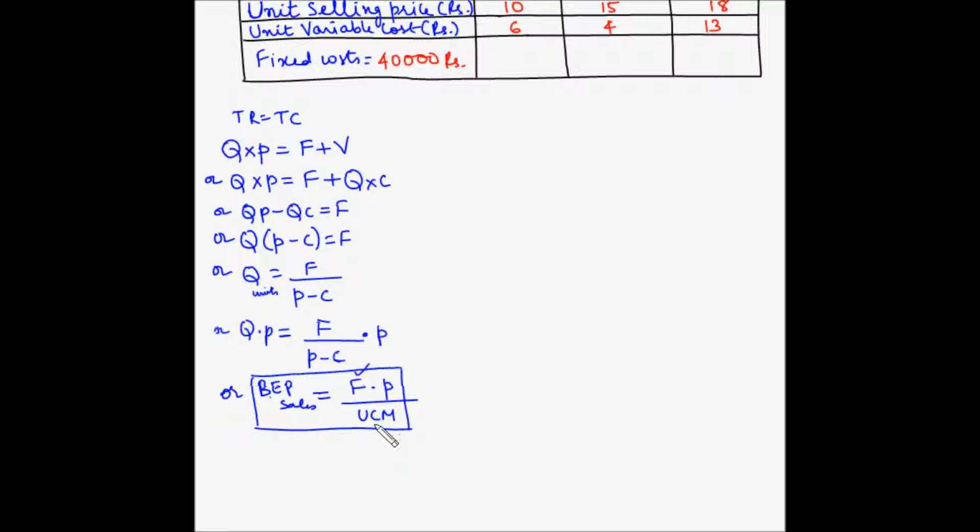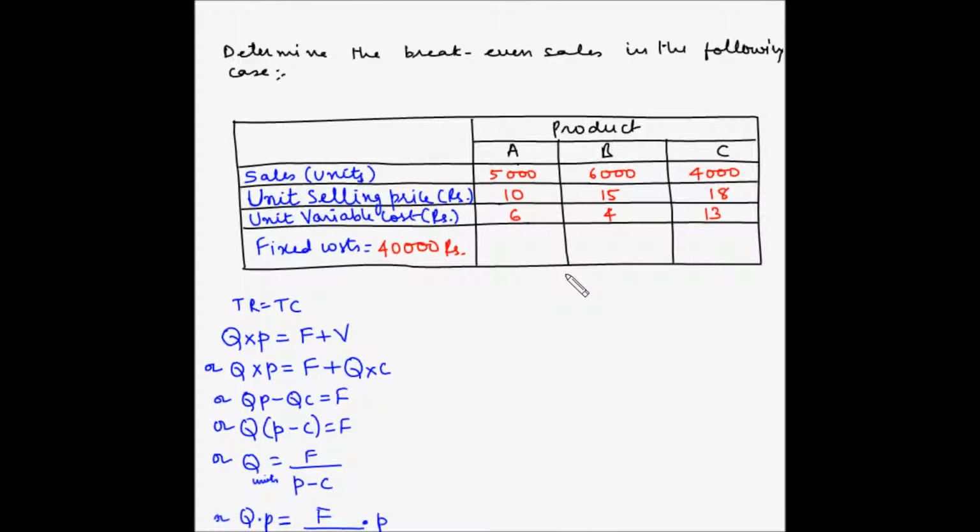Now we have to find out the unit contribution margin. Now this unit contribution margin needs to be found out for this example in such a way that when that unit contribution margin is multiplied by the total quantity, that is Q, you get the total contribution margin. So what this means is that this is nothing but the weighted average contribution margin. So let's find out the weighted average contribution margin.